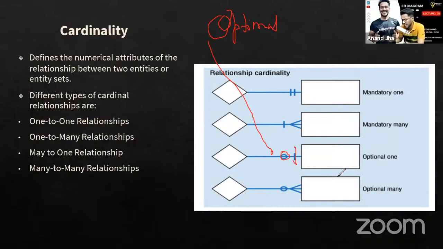Optional one. Like in the university, there are many optional courses, right? A student may choose, a student may not choose. Optional many: students are given a wide variety of optionals. Like I am doing my MTech, I have been given 3 optionals and I have to choose only one out of them. So optional many.